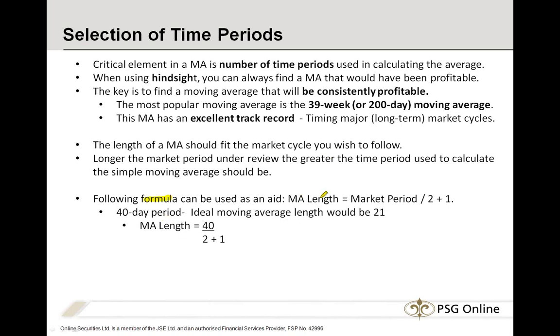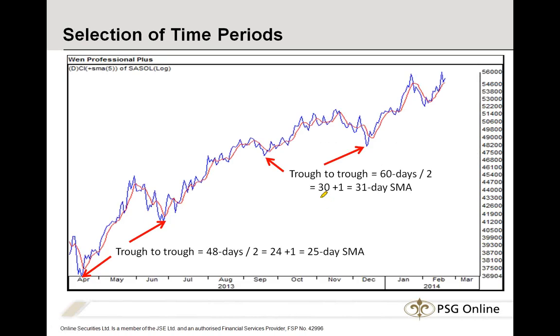What it is, the market length that you're looking at, divided by 2 plus 1. So let's say, for example, you look at a market period, and I usually calculate the troughs from one low to another low or extreme low, and I divide that by 2 plus 1. So here we go. Here's an example of Sassel.